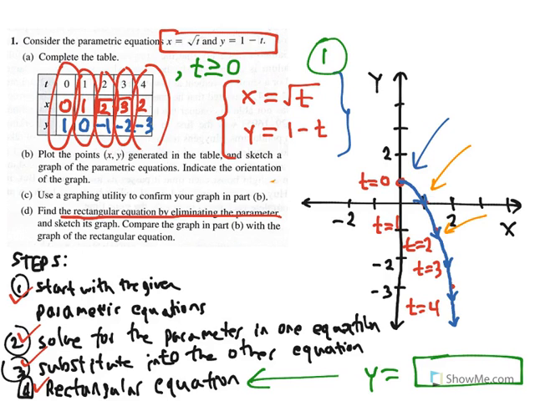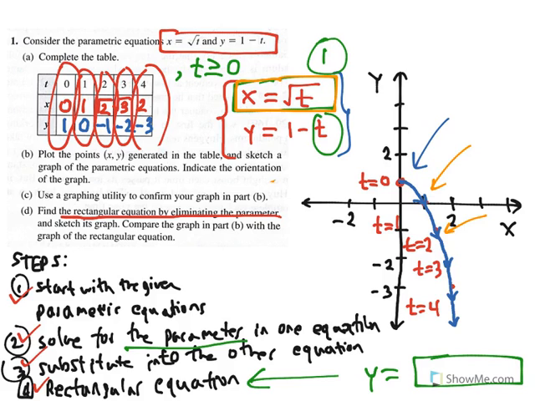Solve for the parameter in one equation, and step 3 is to substitute into the other equation. So it would make sense to solve for the parameter t in the first parametric equation. And once we have t as a function of x, we can then substitute for t in the parametric equation for y, and that would give us a rectangular equation where we have y as a function of x.